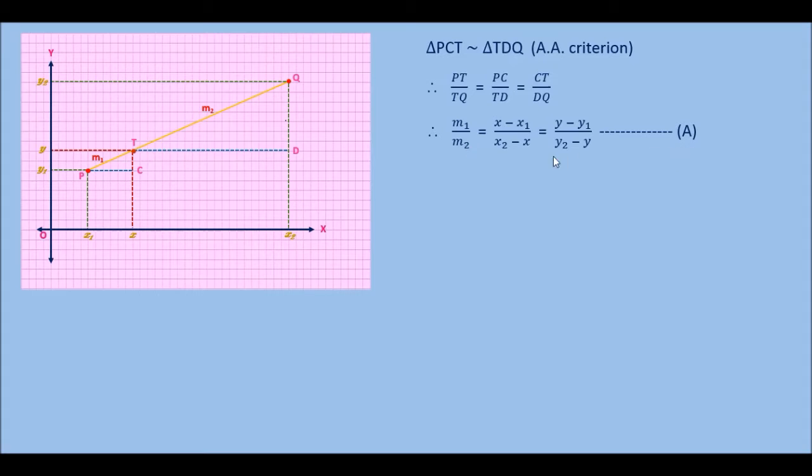Now from this relation we will be framing two equations. So m1 by m2 equal to x minus x1 divided by x2 minus x. This becomes our equation number 1. And equation number 2 is m1 by m2 equal to y minus y1 by y2 minus y. This is our equation number 2. Now first of all, since we have taken this equation 2 afterwards, this is our current equation. So let us solve this equation first.